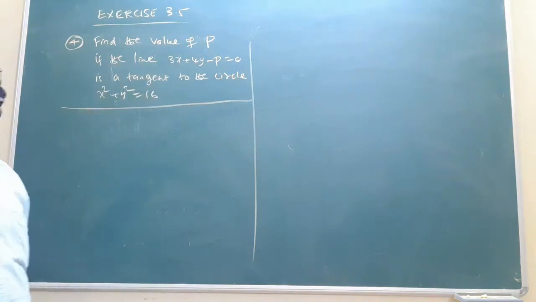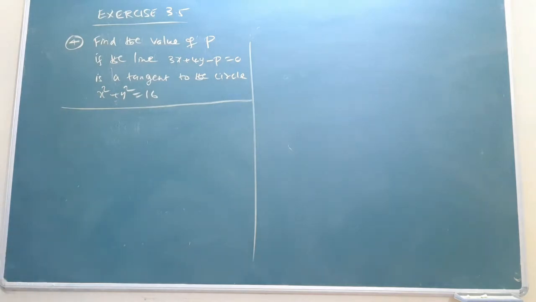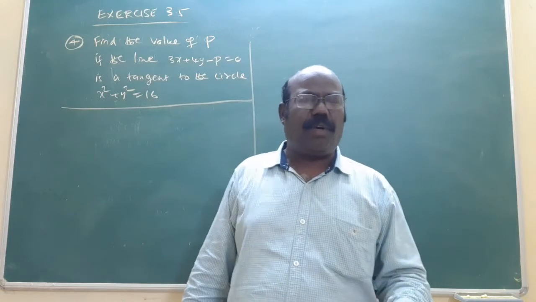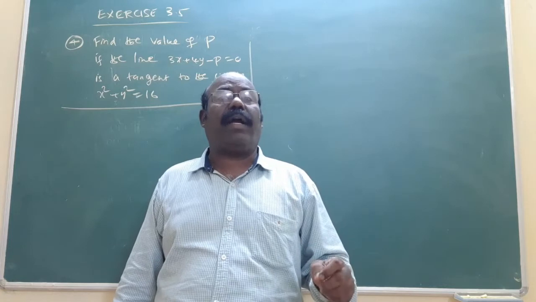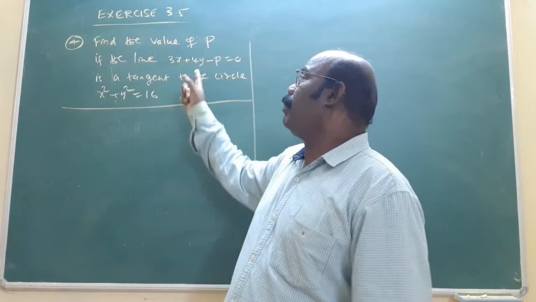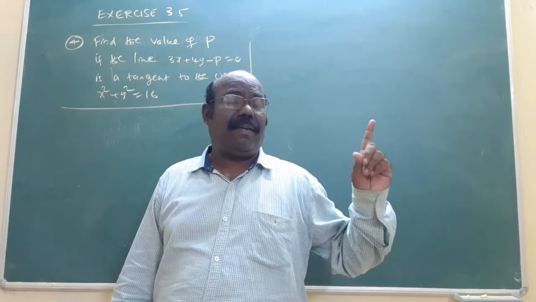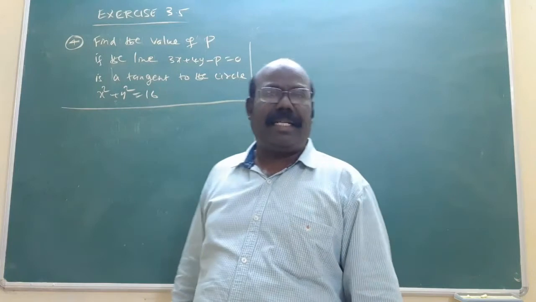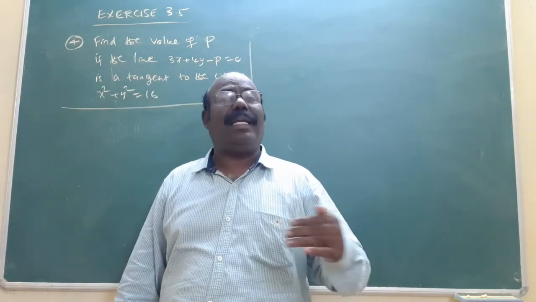Find the value of p, if the straight line is given and the tangent to the circle is given. One formula I want you to know. What is the formula? The condition for the line y equal to mx plus c to be tangent to the circle is c square equal to a square into 1 plus m square. That means from the straight line you have to find the value of m and c, because the equation is of the form y equal to mx plus c, no? That's why you want to write this equation also in terms of y equal to mx plus c. From the equation, you will get the value of m and c.